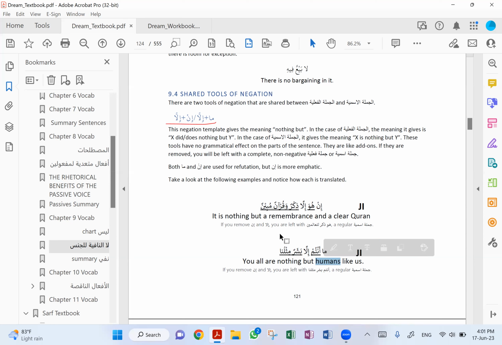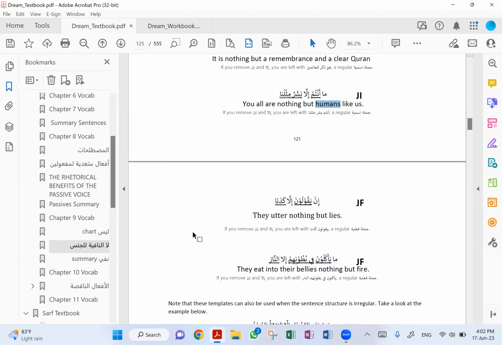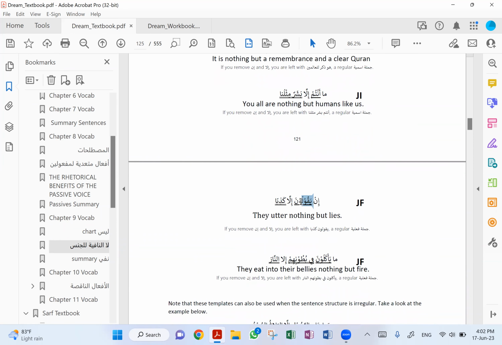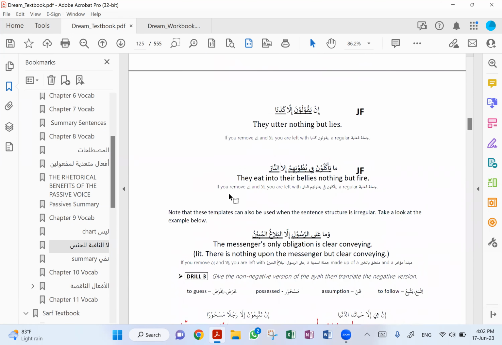So the positive way of saying this is, you're human like us. But by negating it, you're adding more emphasis. By saying you're nothing but human, you're nothing except human, you're just a human being, I'm using a negative way of saying it. So obviously there's a balagha implication to that as well, using the negation to mean the positive. So that's ma illa and in illa. You can use it for jumla ismiya, in this case ma antum or in huwa, or you can also use it in jumla fi'liya, in yaquluna illa, ma ya'kuluna fi butunihim illa. So jumla fi'liya, jumla ismiya.